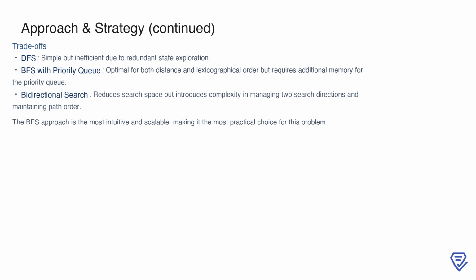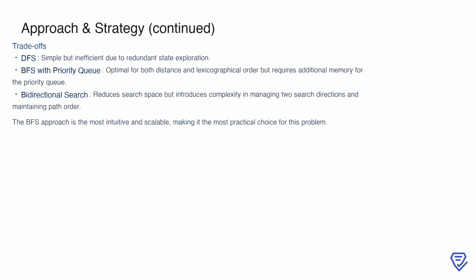On the other hand, bidirectional search offers the potential to reduce the search space but introduces complexity in managing two search directions and ensuring path order. Among these, BFS with a priority queue emerges as the most intuitive and scalable solution. It effectively balances performance and simplicity, making it the most practical choice for solving this problem while adhering to all constraints.